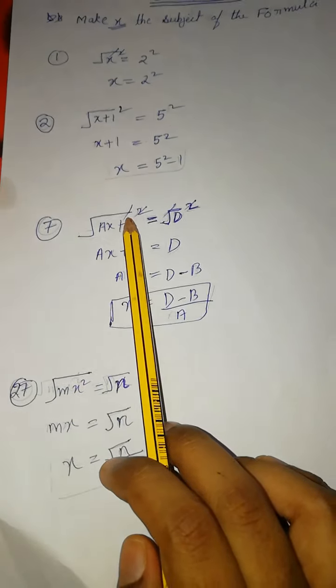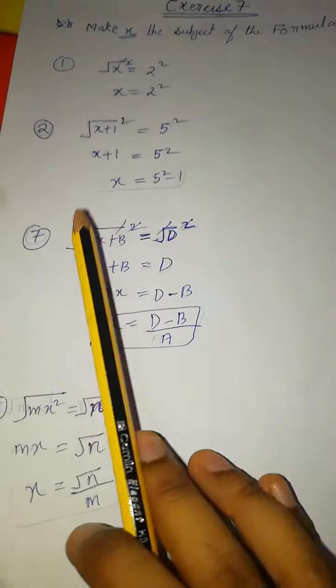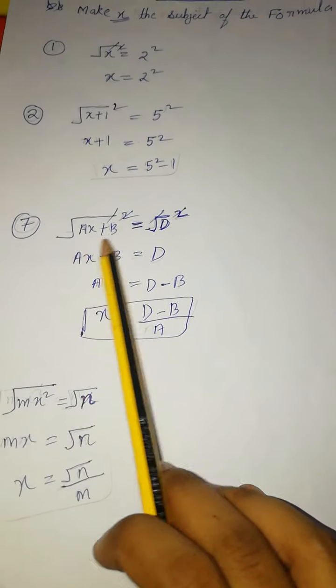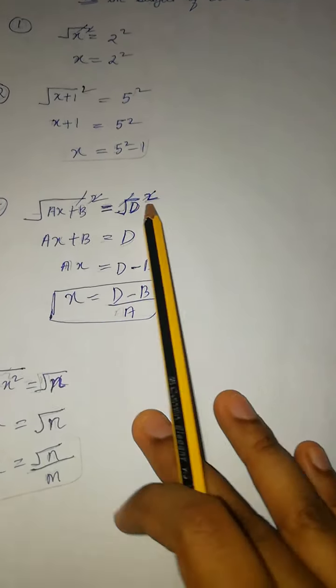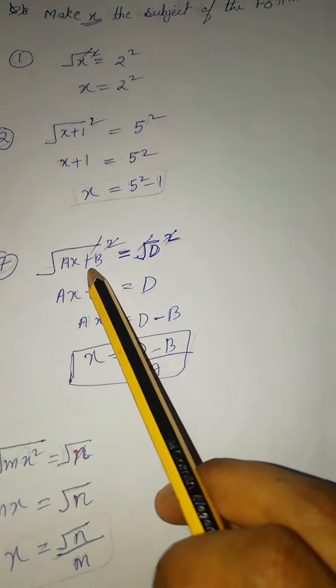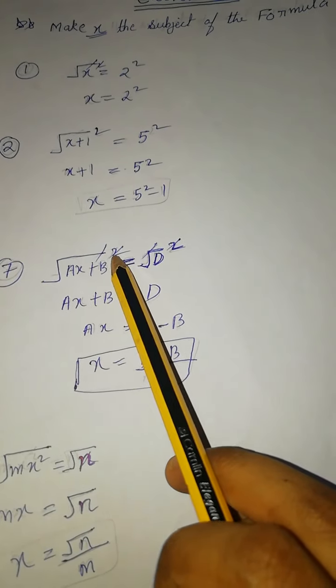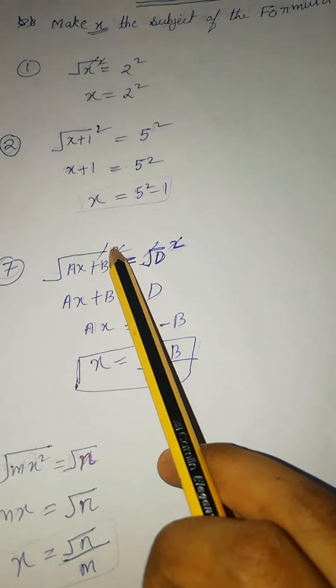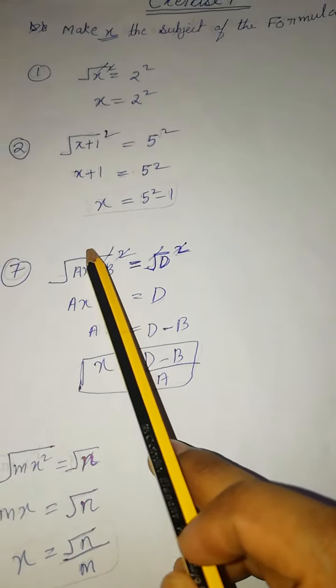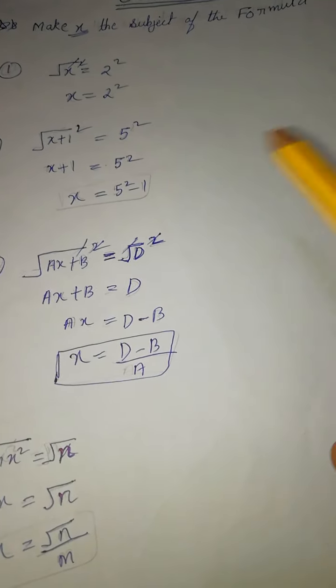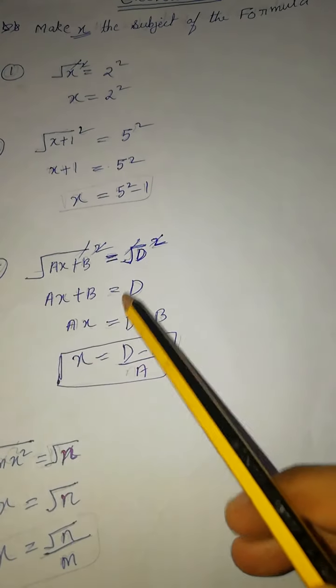Now come to this one. See this one, question number 7. This is the square root of ax plus b equals the square root of d. Now to remove the square root, I told you, you have to put a square. If you are putting a square to this side, you have to put a square to that side also. The square and square root will be cancelled here and here. Now what is left? Ax plus b is equal to d.